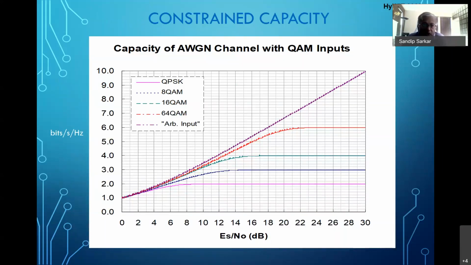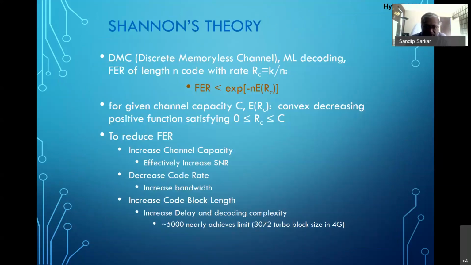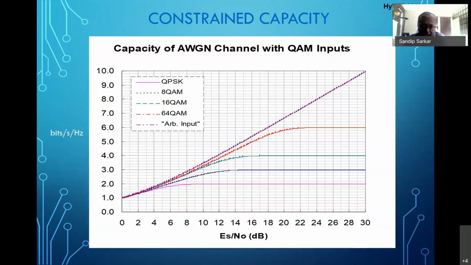So what I've plotted is bits per second per hertz on the y-axis, which is the spectral efficiency of the system, and the Es over N naught, or symbol SNR, on the x-axis. If it is unconstrained, of course, the capacity curve increases.